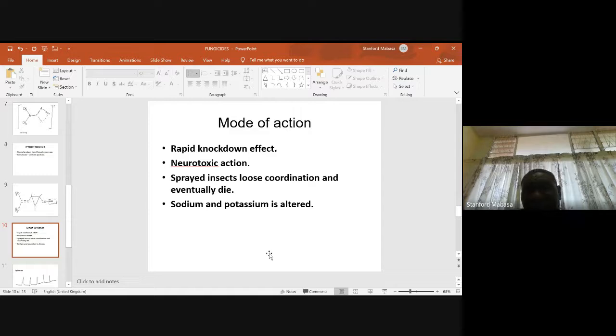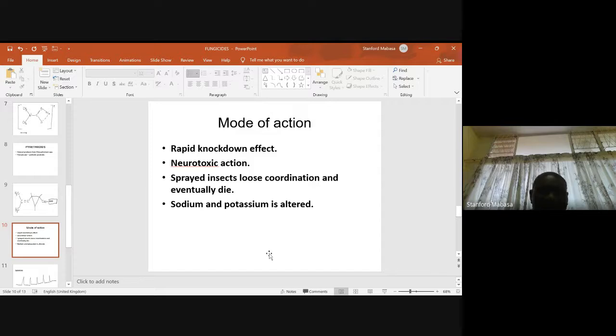Here, I'll just mention the mode of action, although I talked about it. Probably it's important to remember that you can have a rapid knockdown effect. As soon as you finish spraying, it tends to kill insect pests very quickly. It is typical of neurotoxic action. Sprayed insects lose coordination and eventually die.